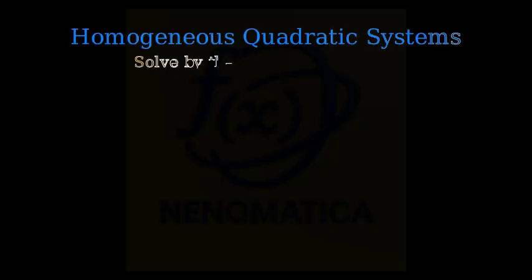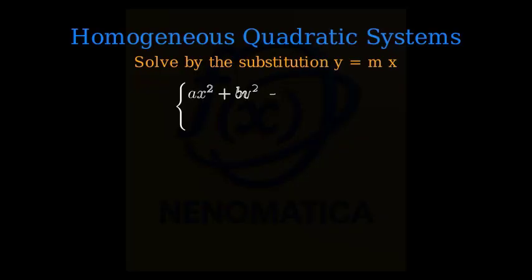In this lesson, we will learn how to solve a homogeneous system of two quadratic equations in two variables using a very visual trick, the substitution y equals mx, where m is y over x. Here is the general form. Each term involving x and y is total degree 2, so we call it homogeneous of degree 2.